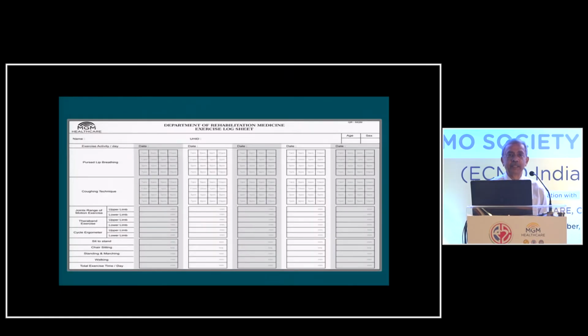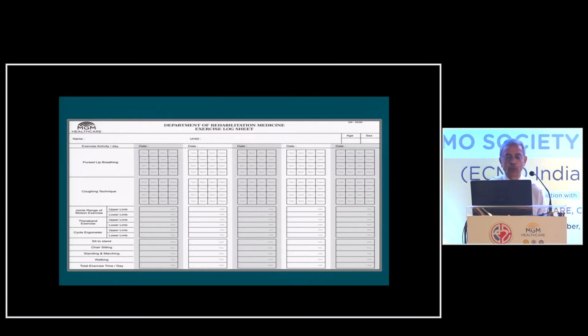Pursed lip breathing, and we have 16 columns here exhibiting the 16 waking hours. Every hour we want them to do it at least for 2 to 3 minutes. The coughing technique, joint range of motion exercises for the upper limb as well as the lower limb, THERABAND exercises, strengthening exercises for both upper and lower limb, cycle ergometer, sit to stand is an exercise, and we want this to be done many times a day. Chair sitting is again an exercise to counter the postural hypotension.